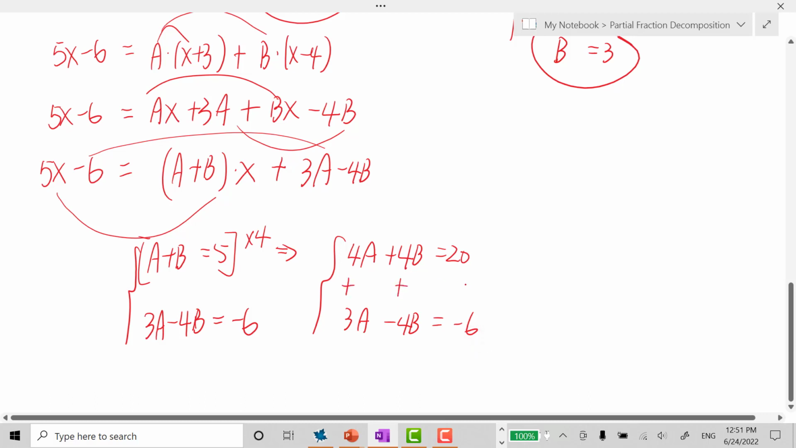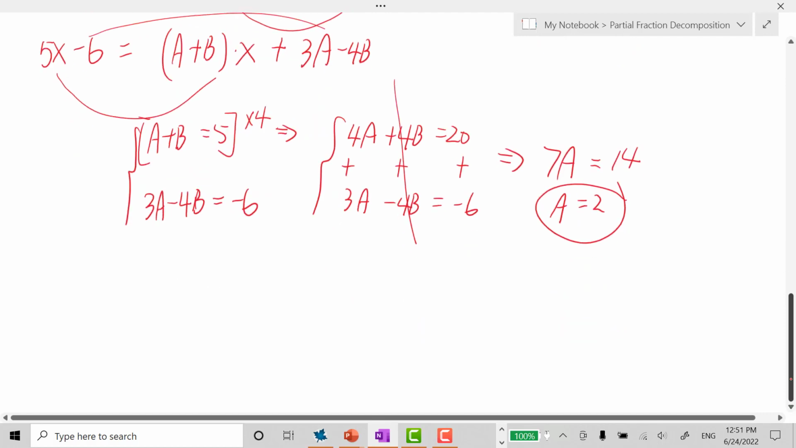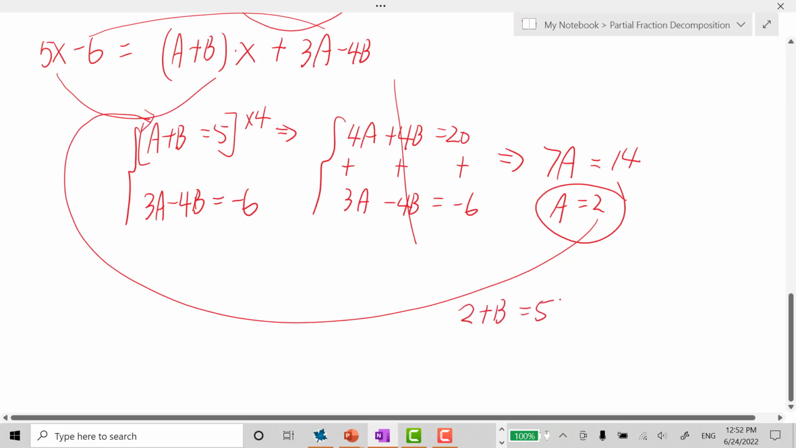When we add these two equations, we end up with 4a plus 3a is 7a, and 4b minus 4b cancel each other. 20 plus -6 is 20 minus 6, 14. So in that case, we know that a is equal to 2. Same result as the earlier method, right? And now that we know a, I plug a into the original equation. So we have 2 plus b equal to 5. Subtract 2 from both sides of the equation, so the b value is equal to 3.